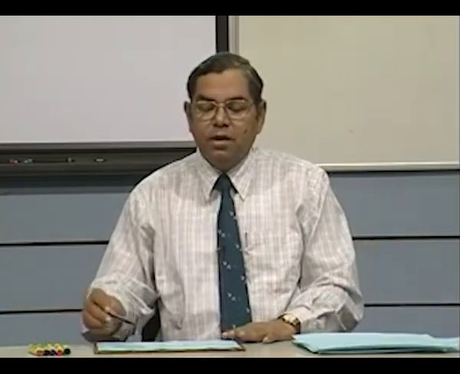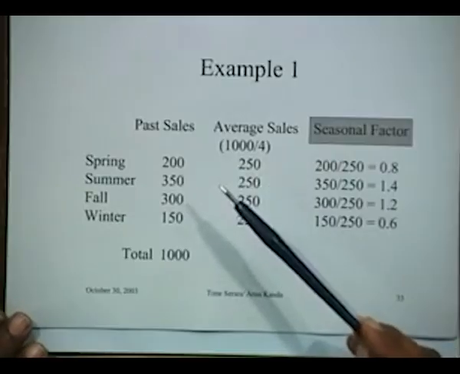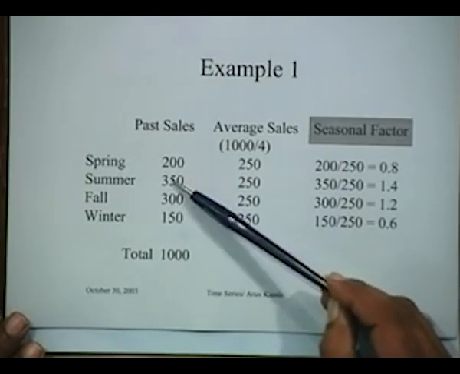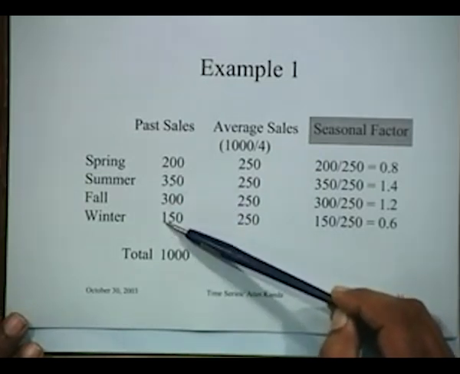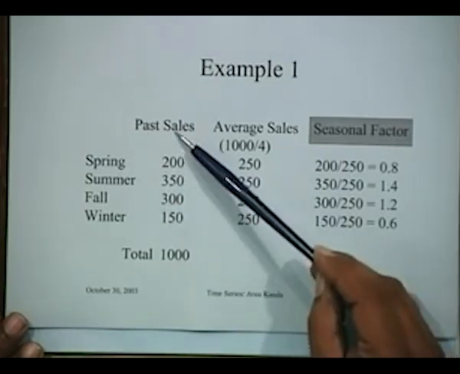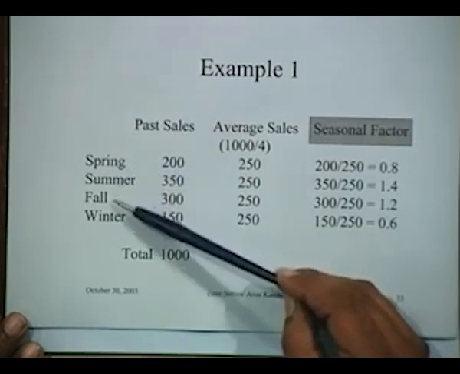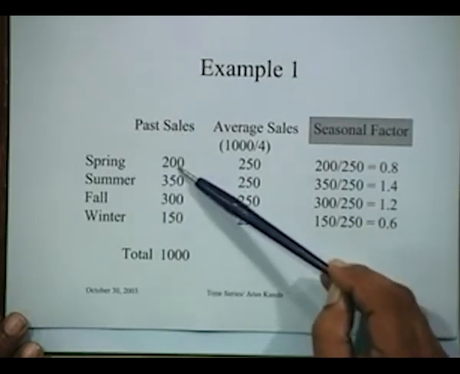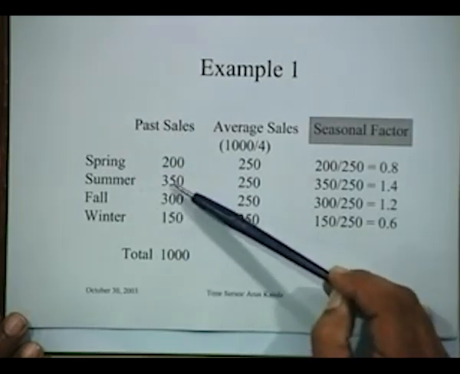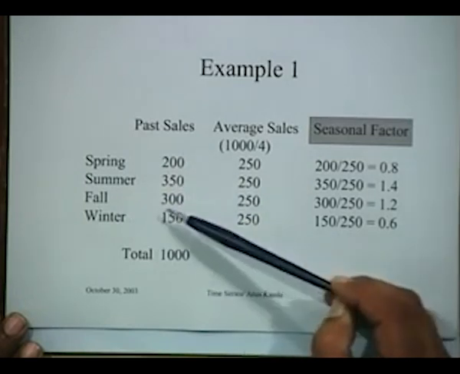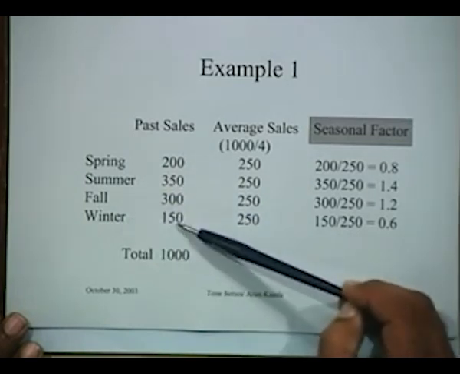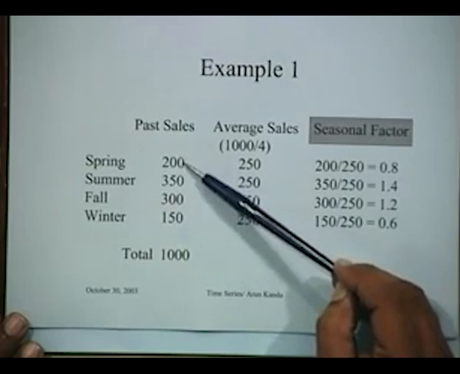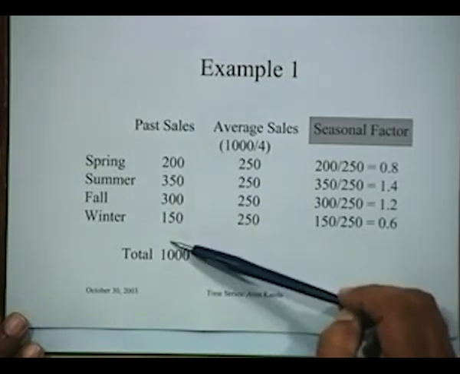What we can do is, let's take the first example. The first example is, suppose demand is available to us for the last year and the past sales for different quarters are: during the spring quarter it was 200, during the summer quarter it was 350, during the fall quarter it was 300, and during the winter it was 150. Suppose this demand is available. So this is data that is available.